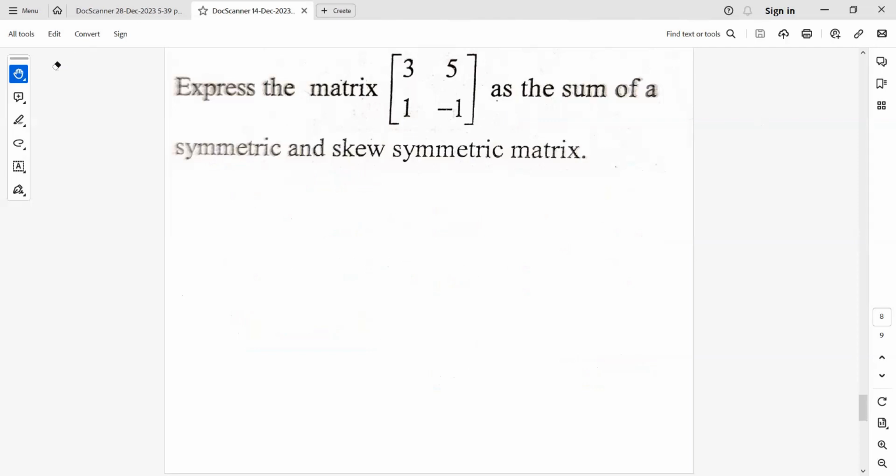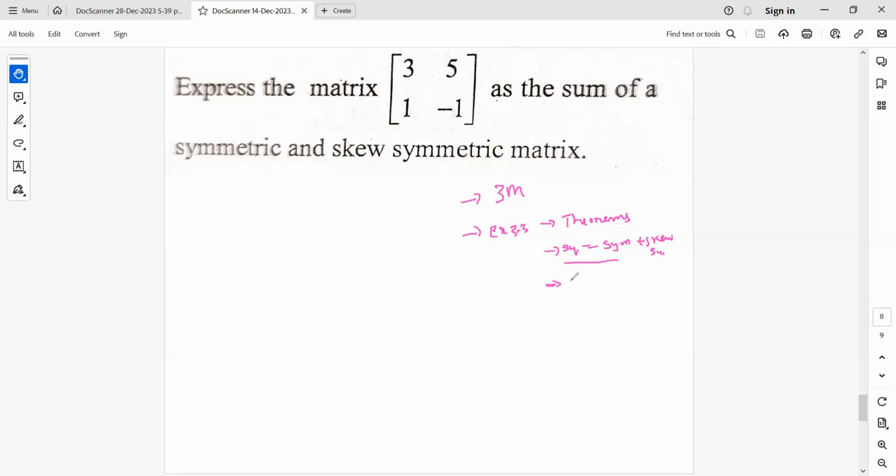This is the only question for 3 marks this year, so this question on symmetric and skew symmetric matrices will surely be asked. Before exercise 3.3, there are two theorems. The first theorem is that we need to show a square matrix is the sum of a symmetric matrix plus a skew symmetric matrix.